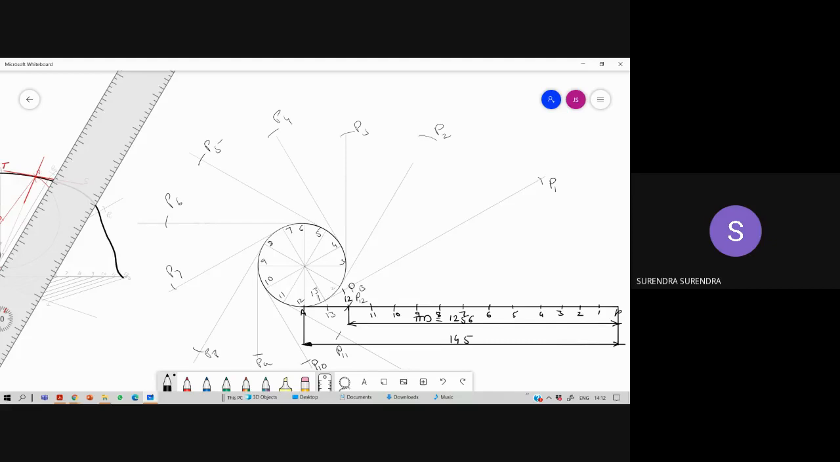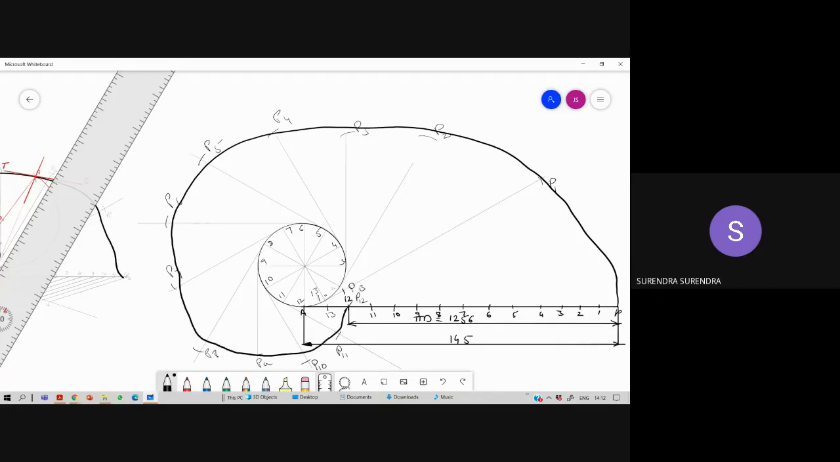So now use HB pencil. Starting from P, draw a freehand curve passing through all these points. Starting from P, P1, P2, P3, P4, P5, P6, P7, P8, P9, P10, P11, P12, P13, and finally join this, following the same curvature, towards the circle. Join towards the circle. That would be the point A or point 14.